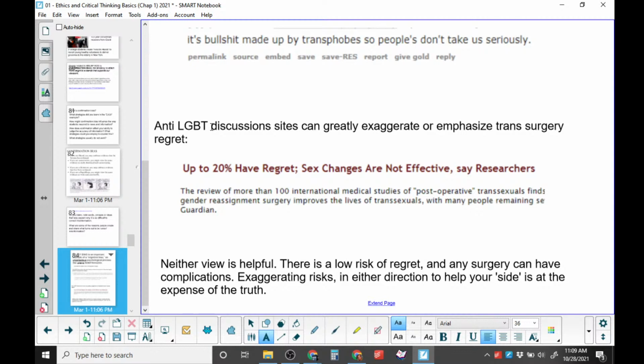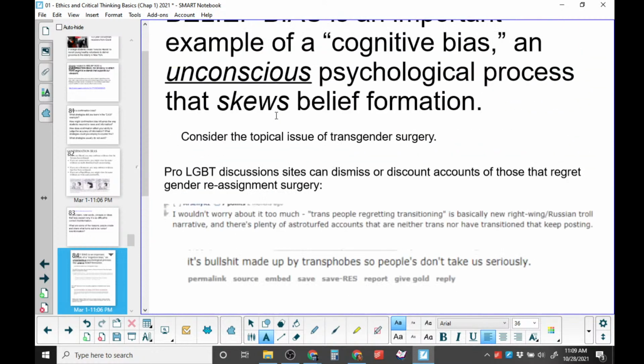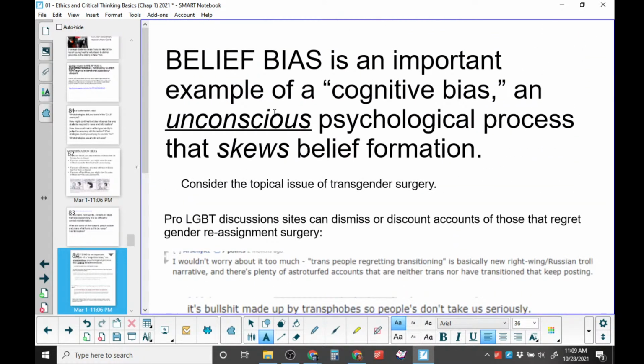Neither of these views is helpful. There's a low list of regret in terms of practical. Any surgery can have complications. Exaggerating risk in either direction to help your side is at the expense of truth. And if you're after the truth, if you're helping someone or are someone, you want to know all of the truth. And all of the truth includes the risks.